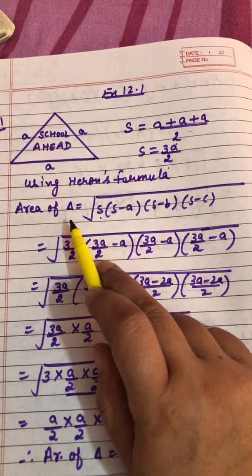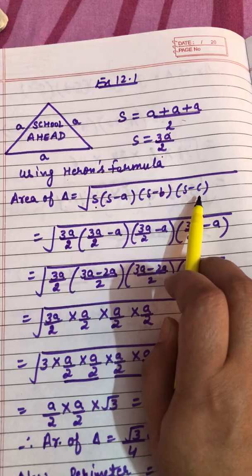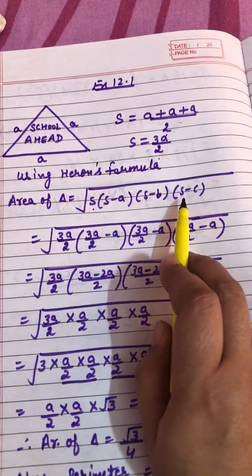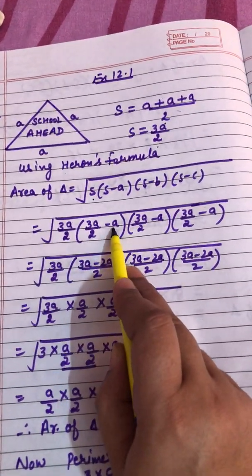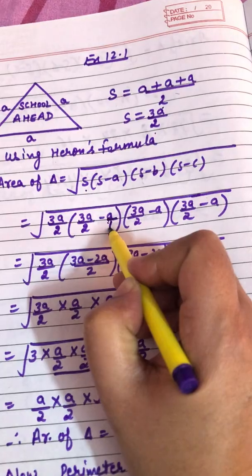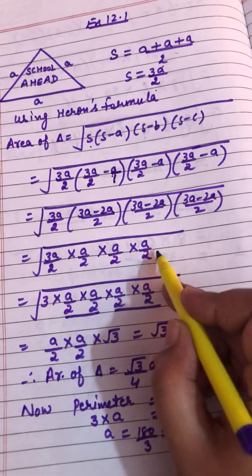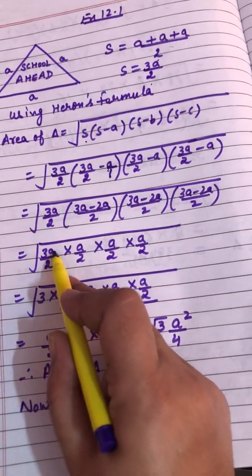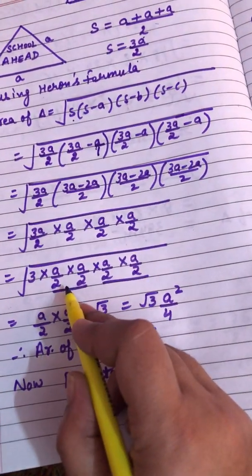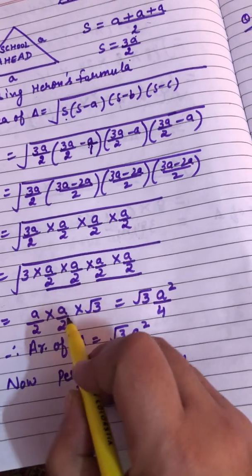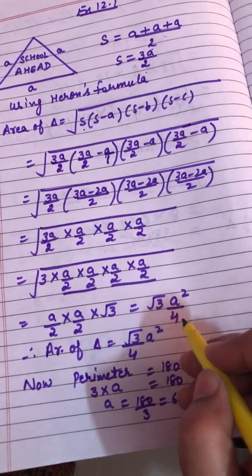So using Heron's formula, area of triangle, write the formula of area of triangle using Heron formula, then put the value of S, A, B, and C in this formula. So you can see here we can take denominator as 1. So after taking LCM, we get 3a by 2 into a by 2 into a by 2 into a by 2. So separate this 3 from a by 2. You can see we get pairs of a by 2. So take out the square root of this area. You will get a by 2 into a by 2 into root 3. So this is root 3 a square by 4.